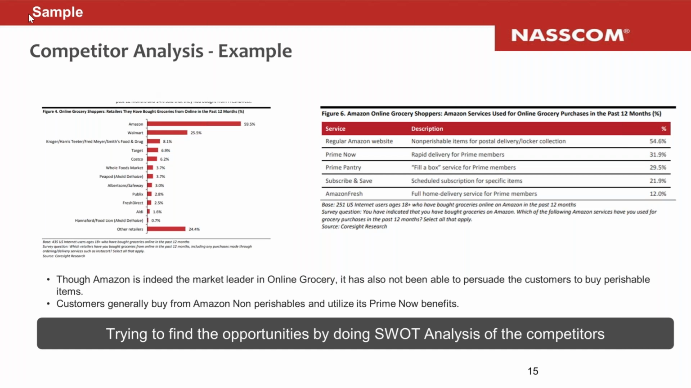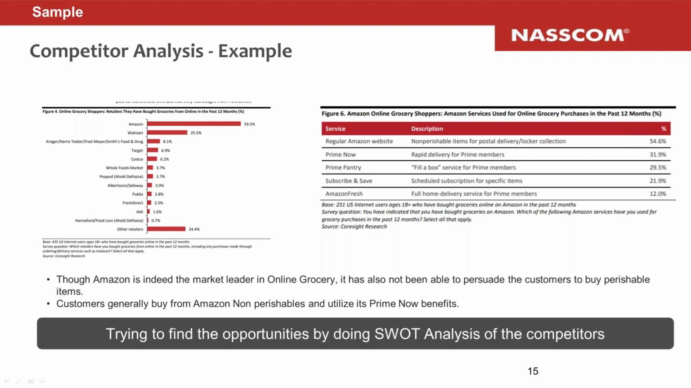Now, again, imagine Amazon is your immediate competitor. Let's see what's lagging on that side. And this is again a disclaimer from my side. This is just a reference and a sample case study, and this may or may not be true in actuality. So coming back, though Amazon is indeed the market leader in online grocery, it has not been able to persuade customers to buy perishable items. Now, customers generally buy non-perishable items from Amazon and utilize its Prime Now benefits.